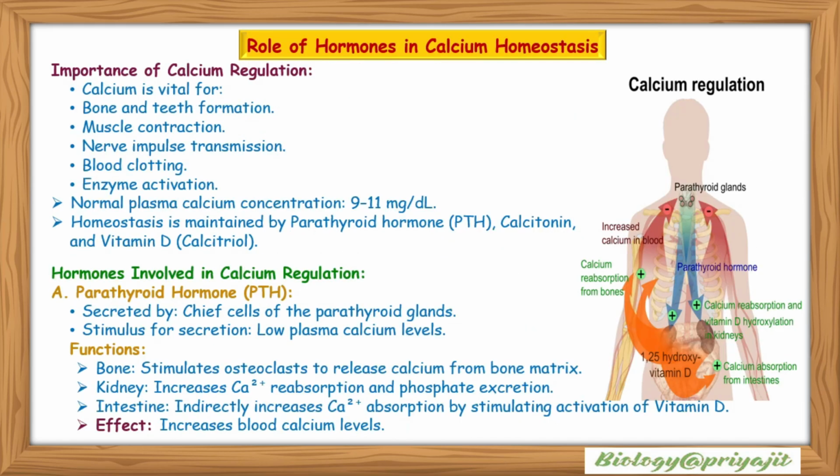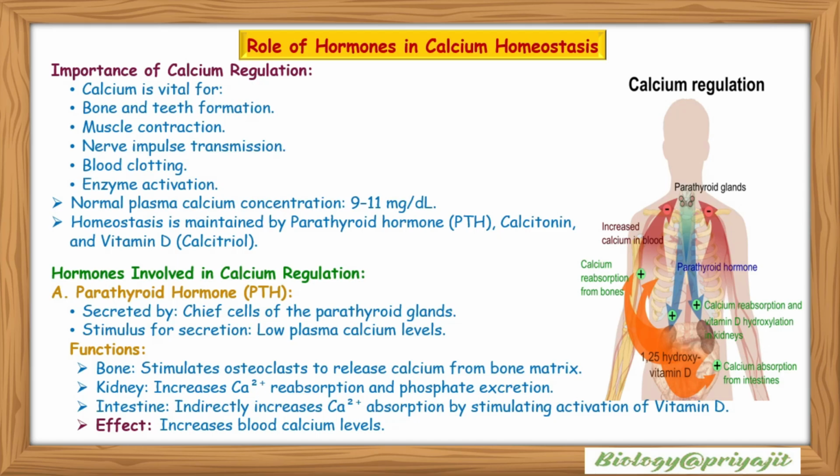Role of hormones in calcium homeostasis. Importance of calcium regulation: calcium is vital for bone and teeth formation, muscle contraction, nerve impulse transmission, blood clotting, and also enzyme activation as a cofactor. Normal plasma calcium concentration is 9 to 11 mg per deciliter, and homeostasis is maintained by parathyroid hormone PTH, calcitonin, and vitamin D or calcitriol.